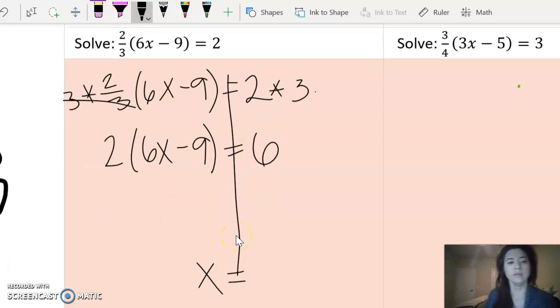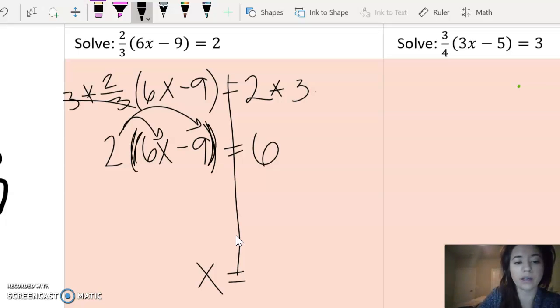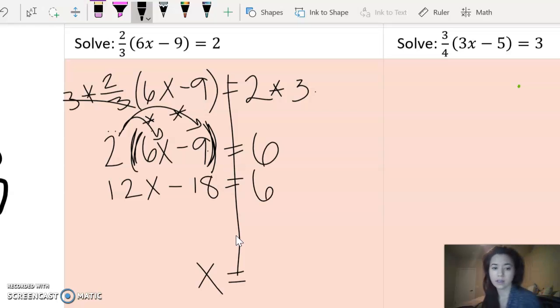Okay. Now here comes the distributive property. We bring what's on the outside to both things inside. When two things are touching, that means they're being multiplied, so 2 is being multiplied by this whole thing. So when we bring it inside, we're going to multiply everything. So 2 times 6x is 12x. 2 times negative 9 is negative 18 equals 6.